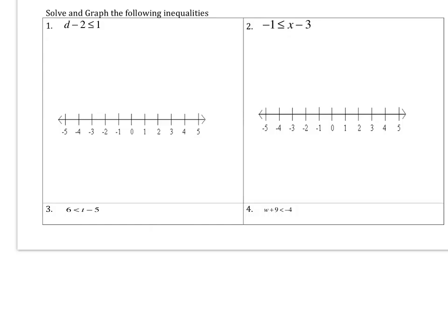Now as we start to graph the inequalities, first we have to solve them and then graph them. In other words, in this first one, I'm going to have to get D alone first. I'm working this as if I had an equal sign there and doing it the same way. So getting D alone first means I'm going to add 2. As I add 2, I end up with D is less than or equal to 3. And now I'm ready to graph it. I put a closed circle on 3, and I'm shading to the left.